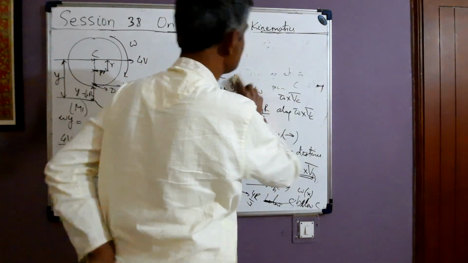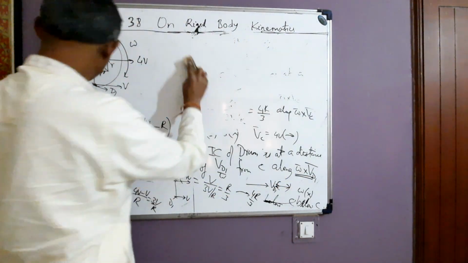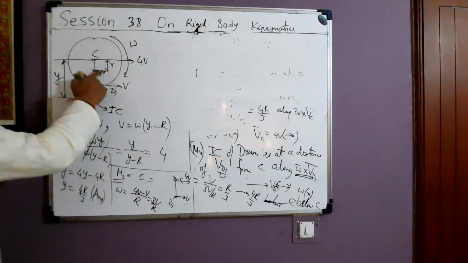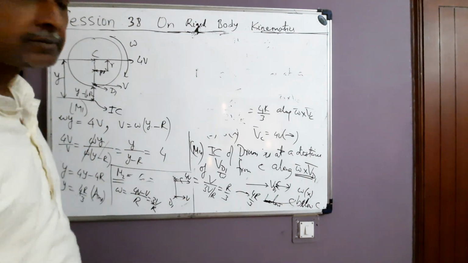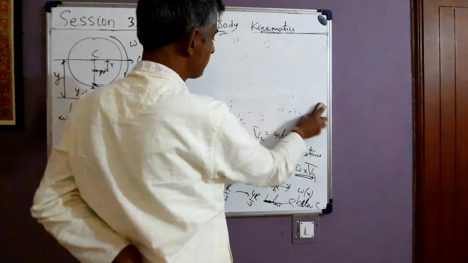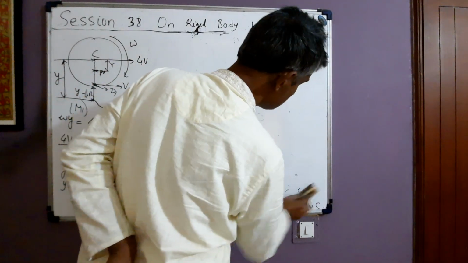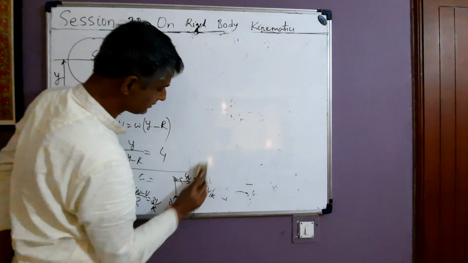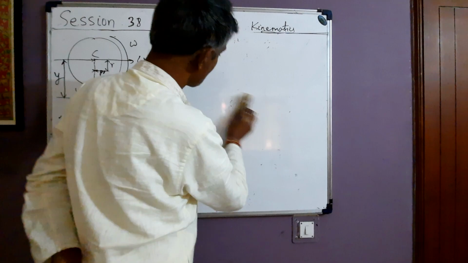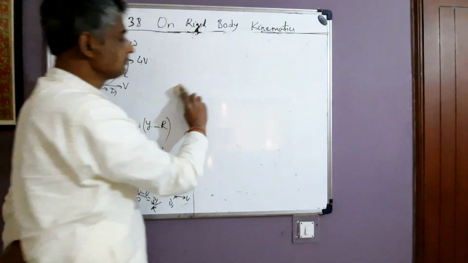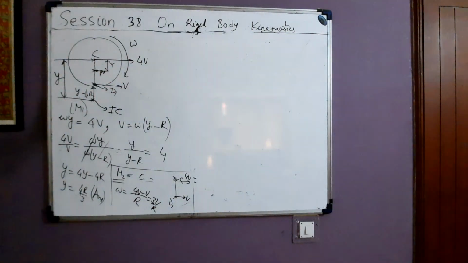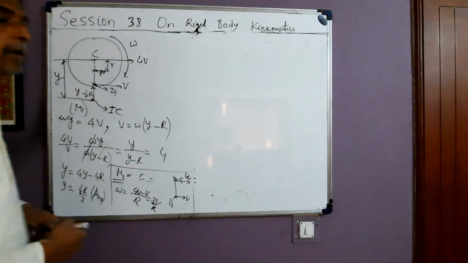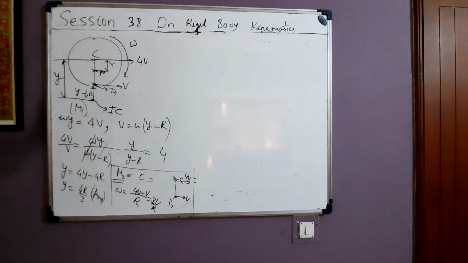Now what we have to do: in the first part of the question, we located the IC of the drum with respect to ground by different methods. Now we locate the IC of the drum with respect to the plank. That also has several different methods. We have located the IC of the drum with respect to ground, now we locate the IC of the drum with respect to the plank by several methods.